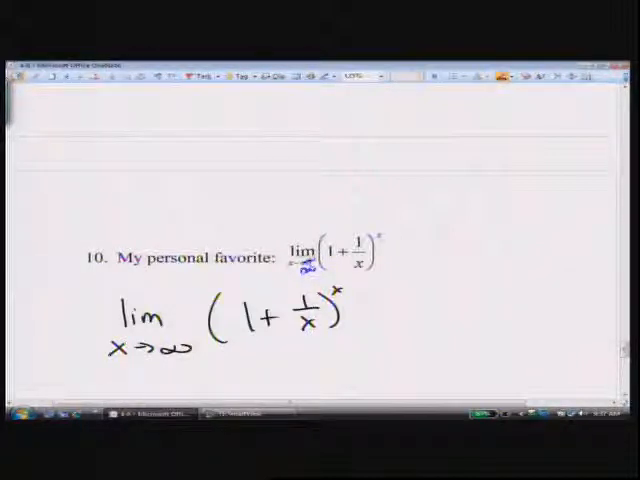Okay, because if you know me, you know that this is my personal favorite function. Does anybody know what this is? It just creeps me out. Like, it's perfect for Halloween.